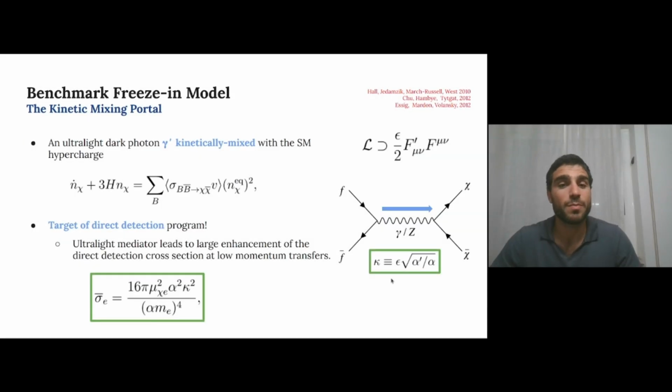The relevance of this benchmark freeze-in model is not just in its simplicity, but that it actually represents a realistic target of the direct detection program. In fact, the presence of an ultralight mediator leads to a large enhancement of the direct detection cross-section at low momentum transfers. In the context of this benchmark freeze-in model, the reference dark matter electron cross-section used in the direct detection literature takes the following form, where we clearly see the connection between the cross-section sigma E and the portal coupling kappa.